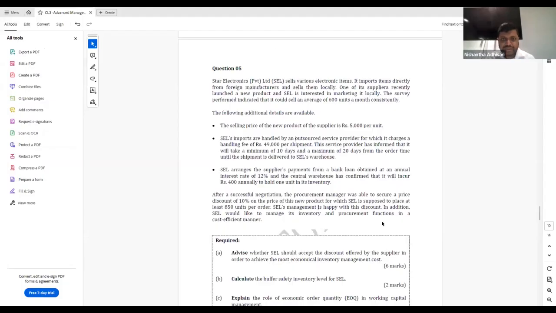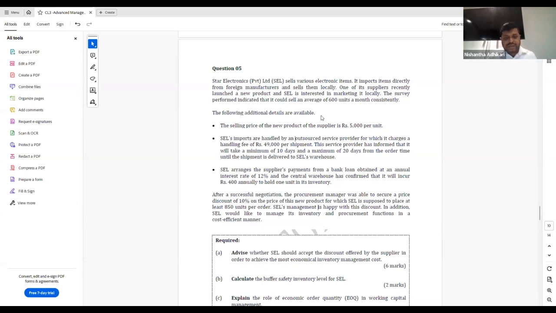Somewhere I have seen. Minimum 10 days, maximum 20 days. Average sale 600, sell an average 600 units per month continuously. Okay, 600 units per month. Total, they have given average sales, given 600, right?